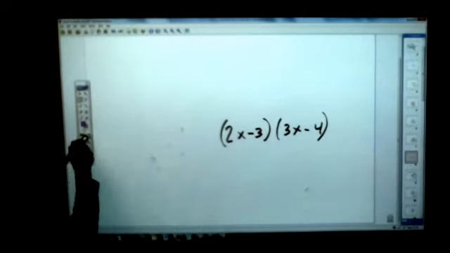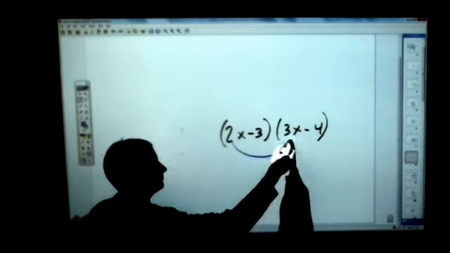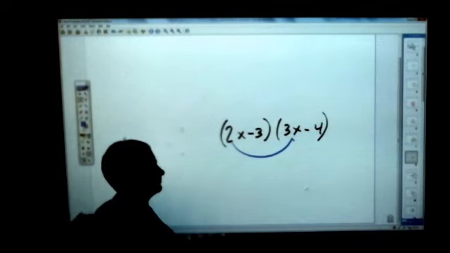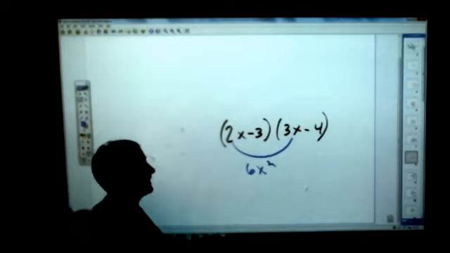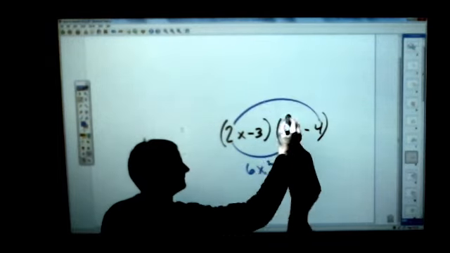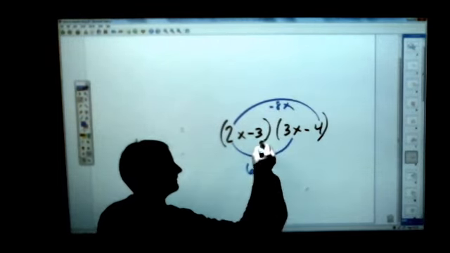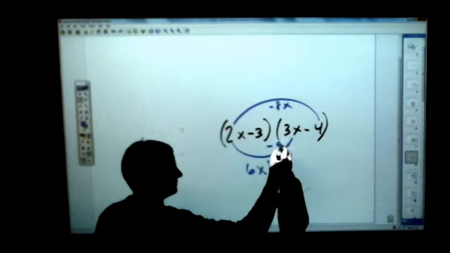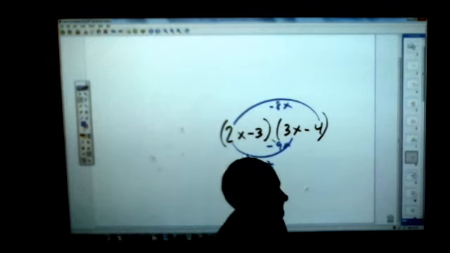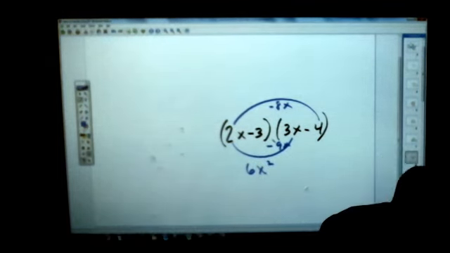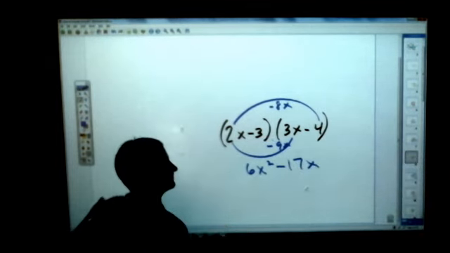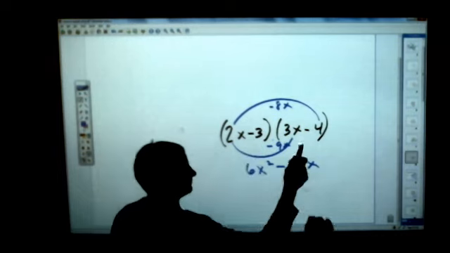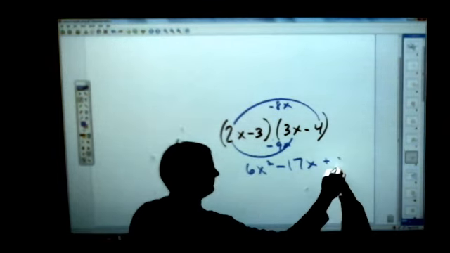Let us gather around and look here. 2x and 3x, the first terms, give you 6x squared. Outside and inside. Outside is a negative 8x, inside is a negative 9x. I have 8 of those, and then I have 9 more of those. That gives me a total of 17 of those negative x's. And negative 3 times negative 4 is a positive 12.